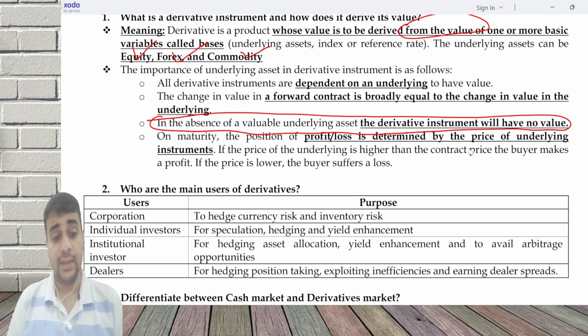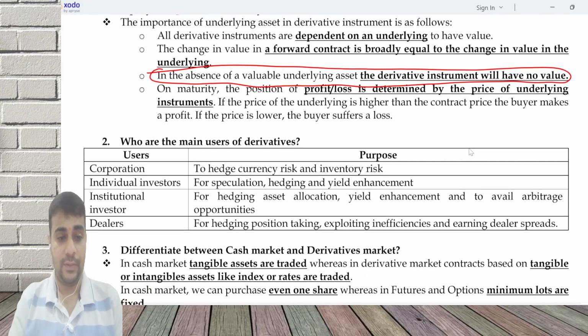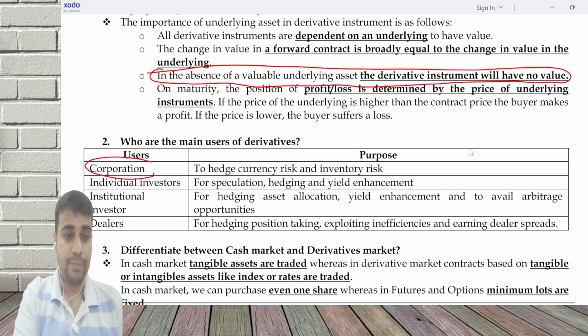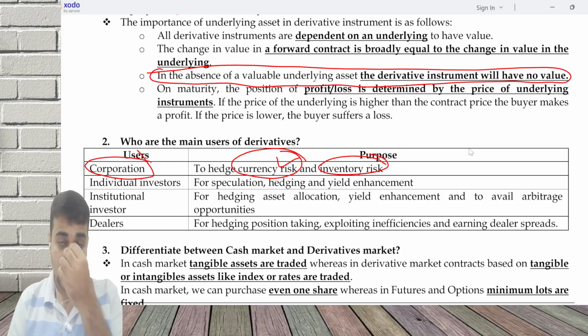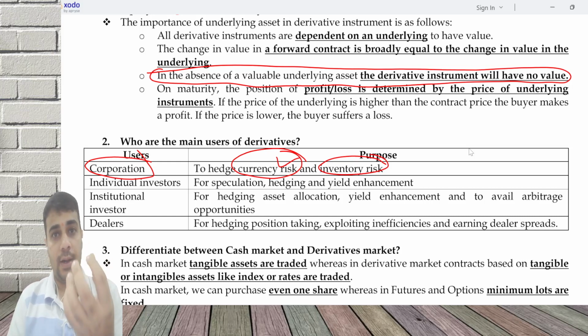Now, primarily the users are corporations, which are technically companies, to hedge the currency risk, forex risk, as well as inventory risk. What is inventory risk? You are having 1 lakh kgs of copper, you want to hedge it, you can take a copper derivative.